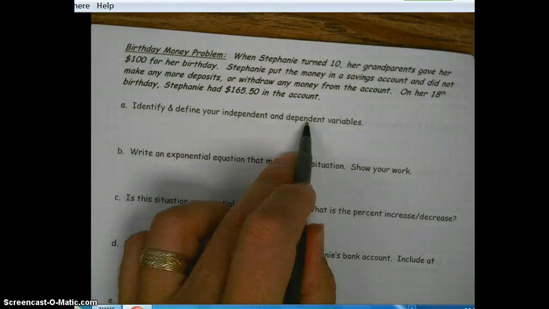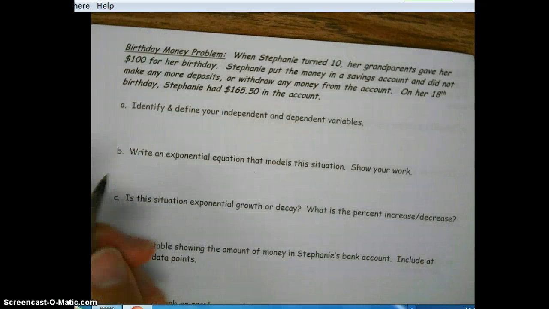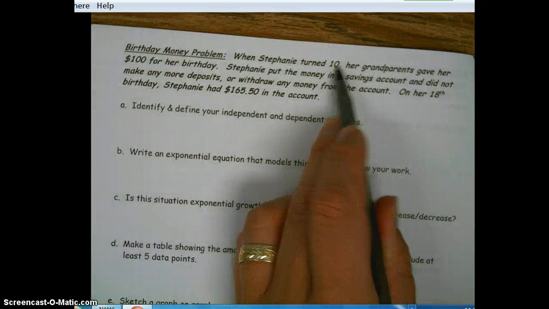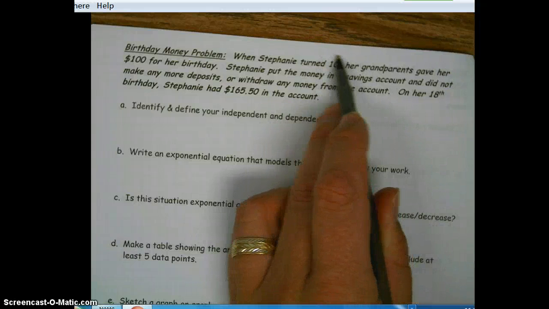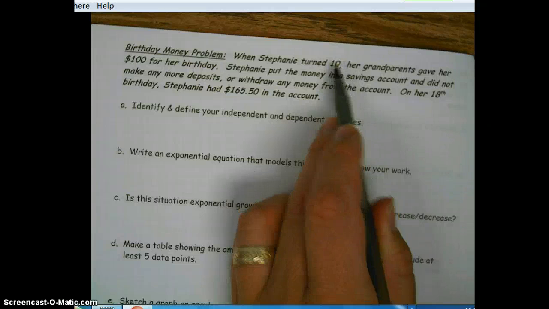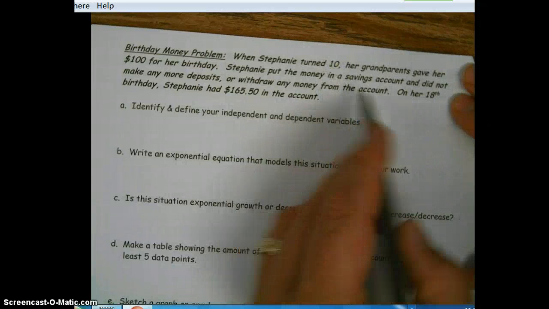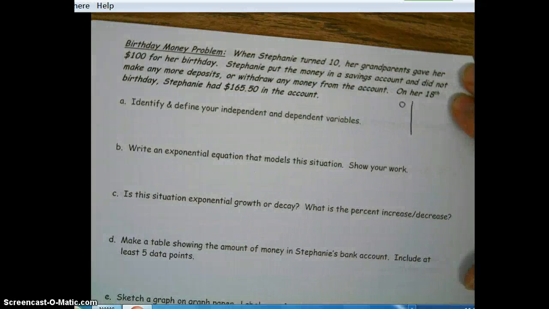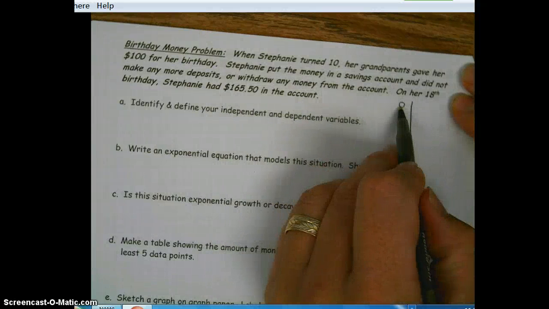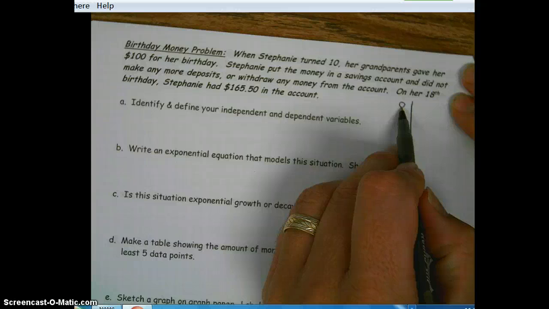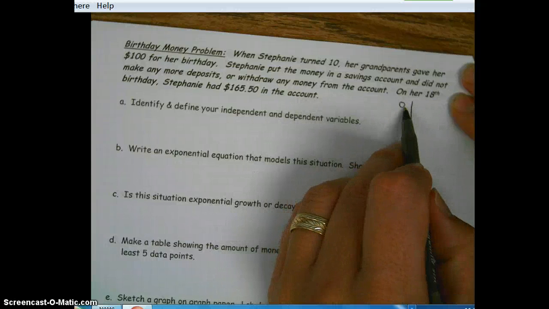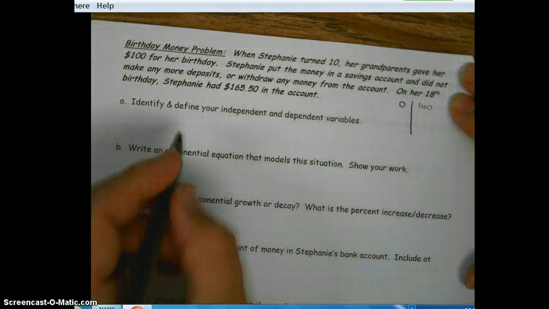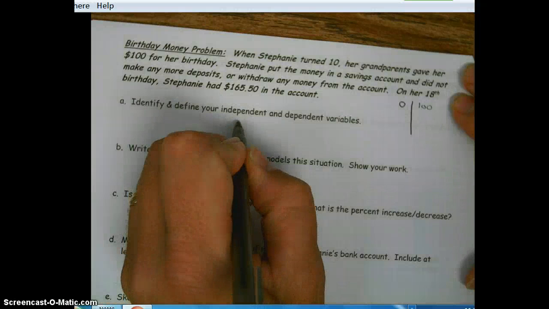Identify and define your independent and dependent variables. So the two numbers. First number here is her age. So we're comparing her age, which represents years. So the beginning age of 10 is going to represent the year 0. Because that's how many years has passed when she put her money in savings. And at 0, she put in $100 into her account. So our independent is going to be her age, or time.